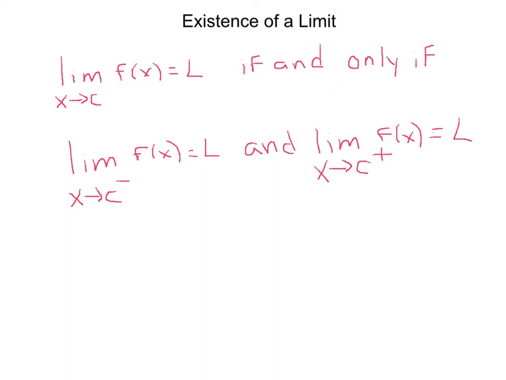Which brings us to the definition for existence of a limit. The limit of f of x as x approaches c is equal to L if and only if the limit as it approaches from the left equals L and the limit as we approach from the right equals L. So if they don't both equal the same value, the limit at c does not exist. The left-hand limit and the right-hand limit have to be the same value in order to have existence of our limit.